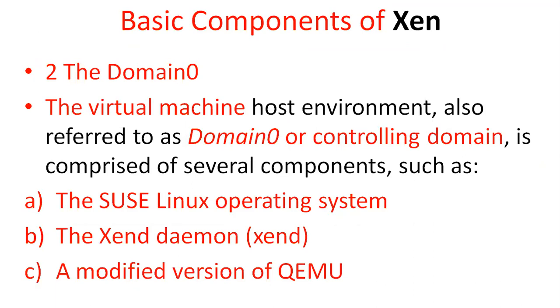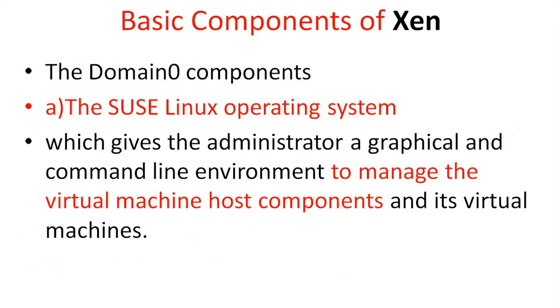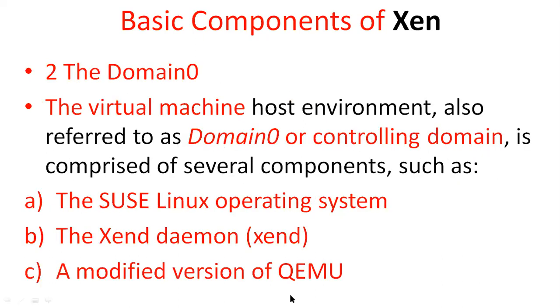It consists of the SUSE Linux operating system, the extended daemon, called Xend here, and a modified version of QEMU, and the domain zero components. What are the domain 0 components? Those three are the domain 0 components.